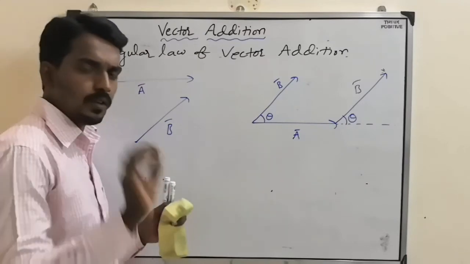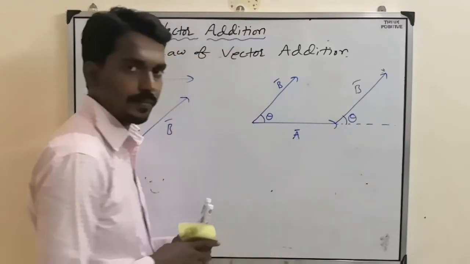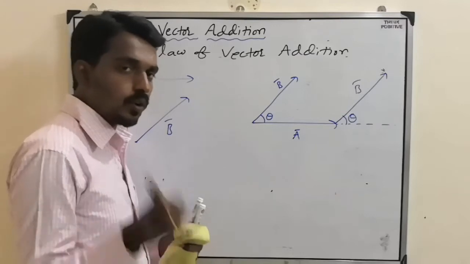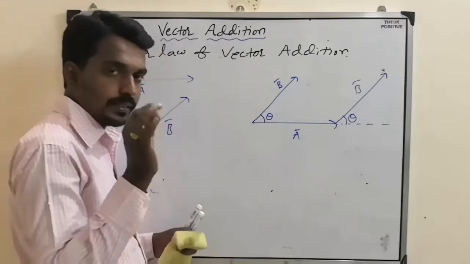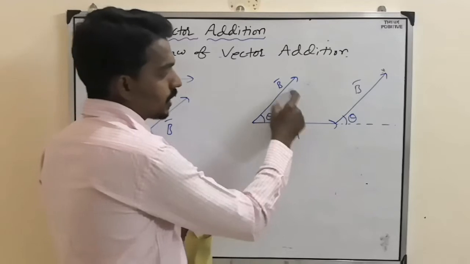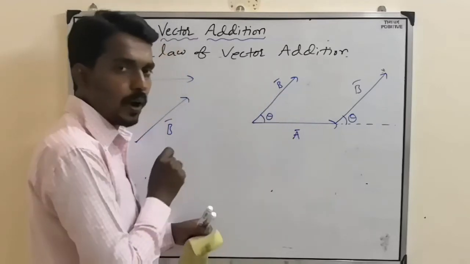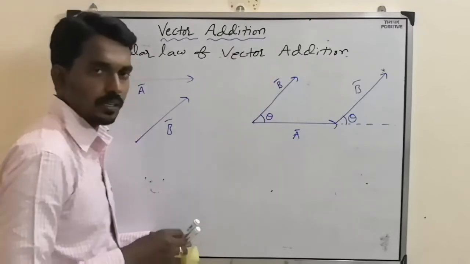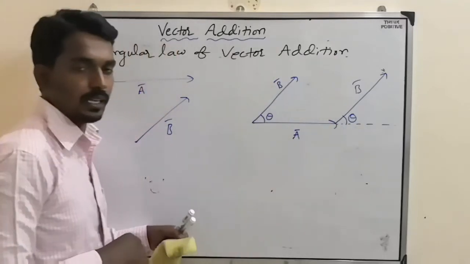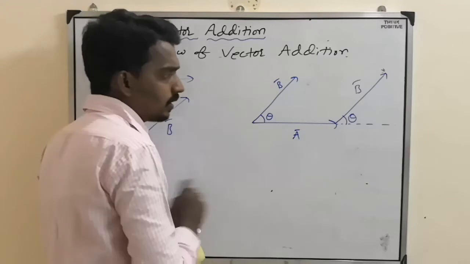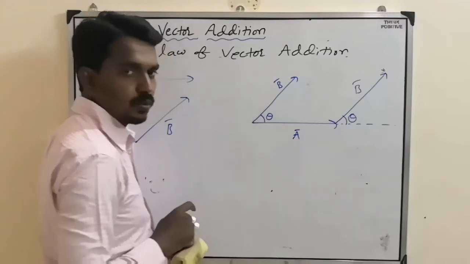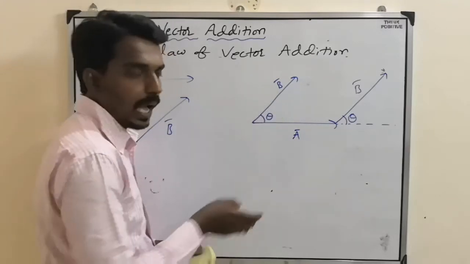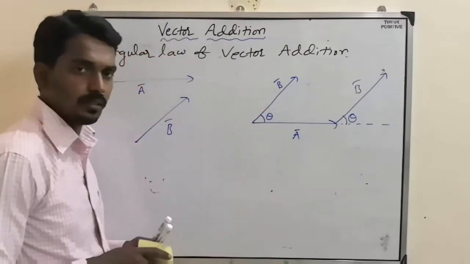What is the method? First draw one vector. Then draw the second vector in such a way that it starts from either the initial point or the final point, not somewhere else. It is better to draw here or here. Then the angle between those two directions is nothing but the angle between the two vectors.